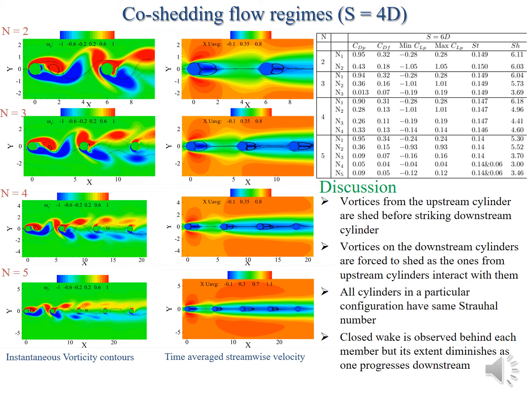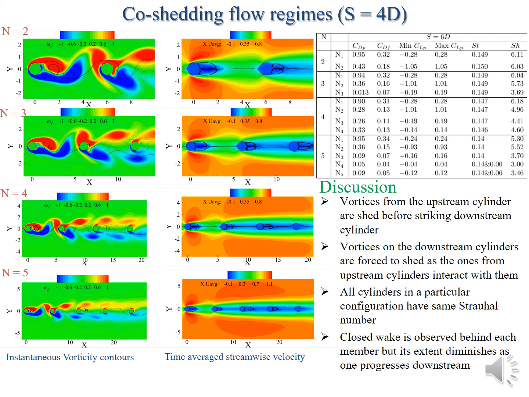For the flow structures, we have actually discussed that. So for the flow structures in the co-shedding regime, we find that all the cylinders in the configuration are now shedding. In this regime, all the cylinders are shedding vortices, and the effect of the upstream cylinder on the downstream cylinder is that the vortices from the upstream cylinders impinge on the surface of the downstream cylinder.